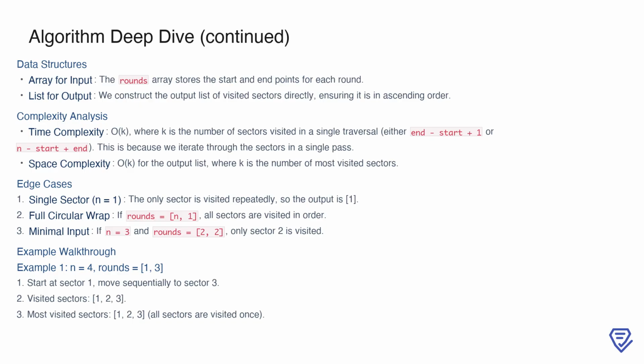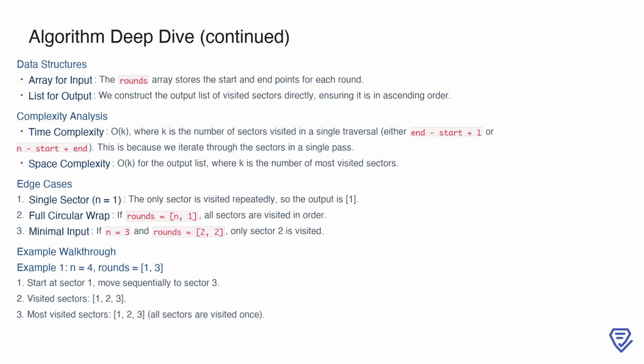We also need to handle edge cases. If there is only one sector, it is visited repeatedly, so the output is simply 1. If the movement involves a full circular wrap, such as from sector n to sector 1, all sectors are visited in sequential order.